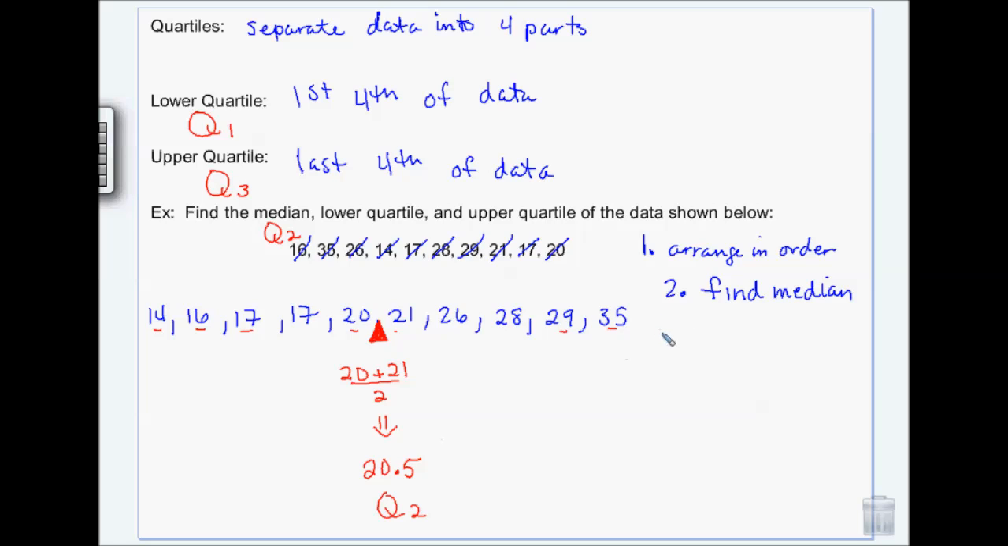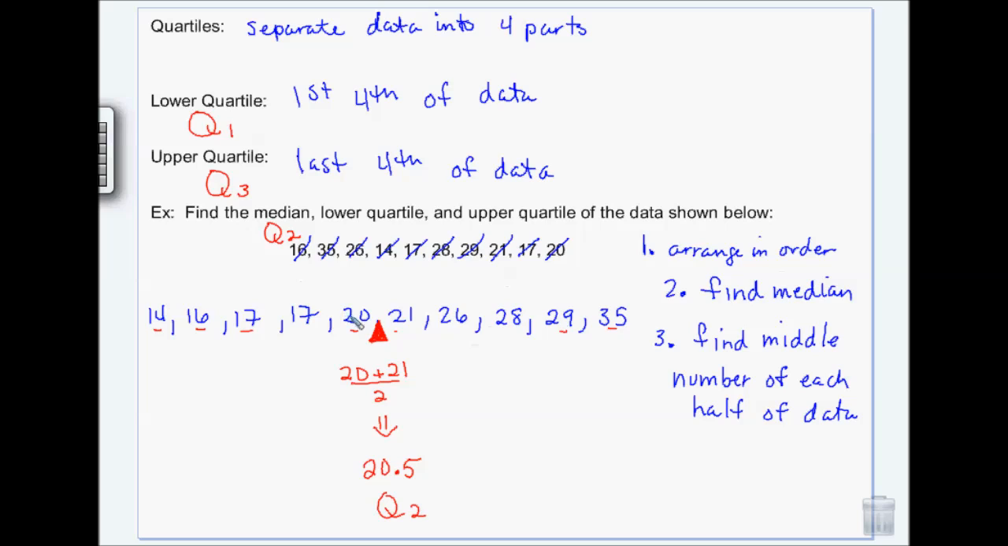Okay. And then to find Q1 and Q3, you're finding the median, or the middle number. Okay, so the median breaks the data in half, right? If it's the middle number, it breaks the data in half. So now I have 2 halves. So now I find the middle of each half, or the median for each half.